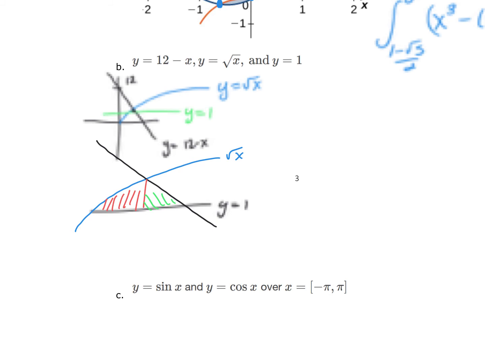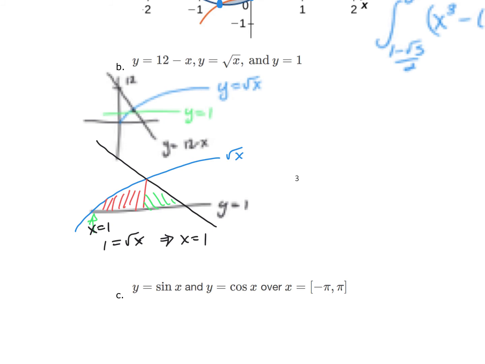So what I have to do is figure out where each one of these are crossing so I can find my limits of integration. The first thing I need to do is find this value. And this one's pretty easy. I just set 1 equal to the square root of x, and so we know that x is equal to 1. So when x is equal to 1, I'm going to start the integration here.